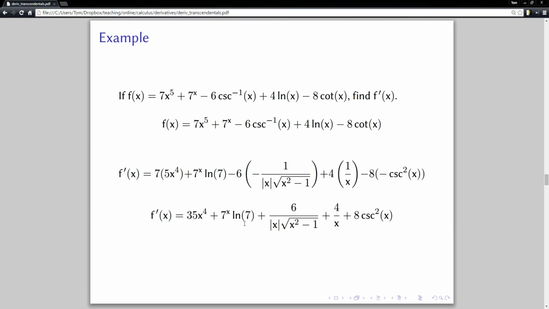So just doing those minor simplifications here, I would get 35x to the fourth plus 7 to the x times natural log of 7. Really nothing to do there. Here negative 6 times that negative will give me a positive 6, and then times 1 will give me a positive 6 up here. Here I could multiply that 4 times 1 over x, right? So 4 times 1 over x. And again here I have a negative times another negative. That would give me a positive 8 cosecant squared x. Okay, and so that's it. So just some minor simplifications there by multiplying, and that's the derivative of the original function.